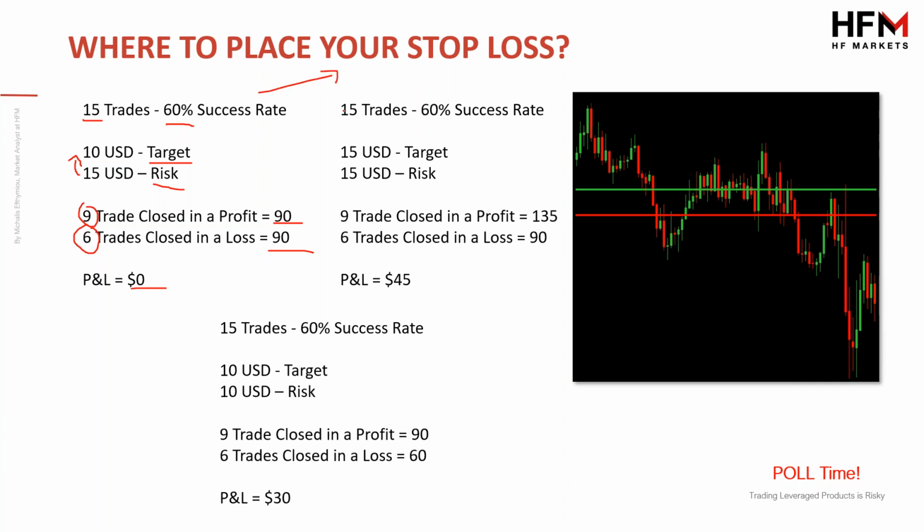So you can see this scenario here. Still 15 trades, still a 60% success rate, but I've upped my target. So my target per trade is 15 USD. My risk is 15 USD. This hasn't changed, but this has changed. So I've got 135 and 90. So now I've got a profit of $45 from this week.